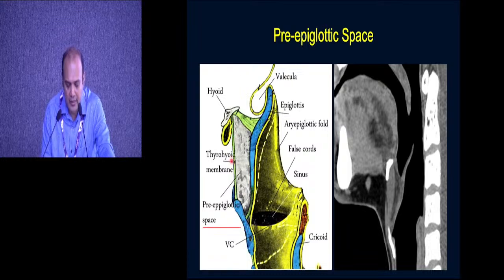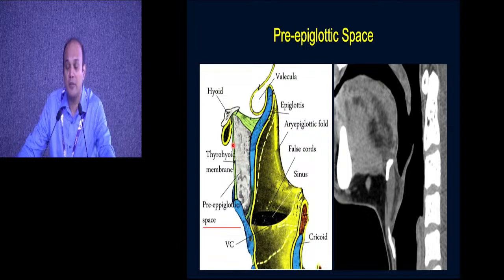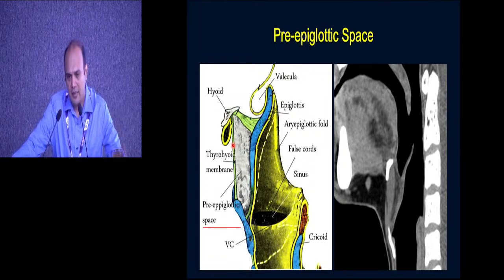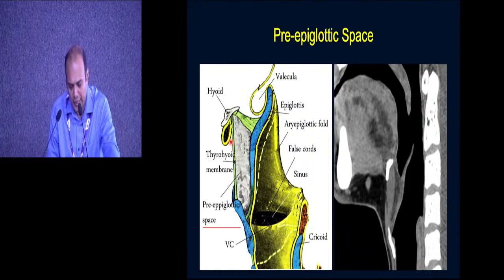And anteriorly it is the thyrohyoid membrane, because that's the area where there is no bone, no cartilage. That's a free space, and the tumor can extend into this thyrohyoid membrane, and again it can have an extralaryngeal spread. I will show you that. And it is bounded posteriorly by the epiglottis. Here it is, the epiglottis. So that is the pre-epiglottic space.